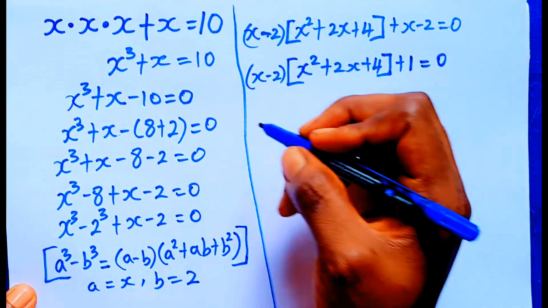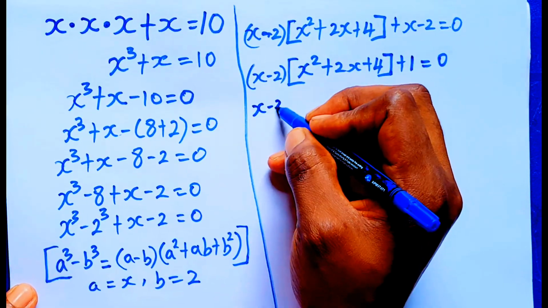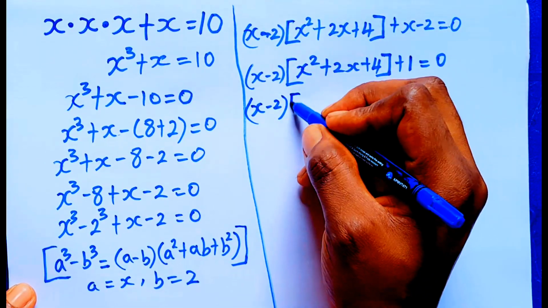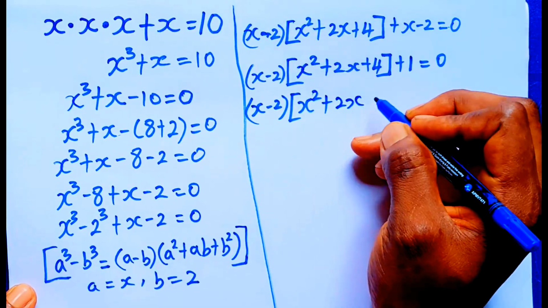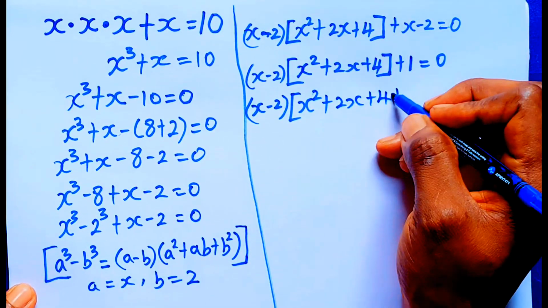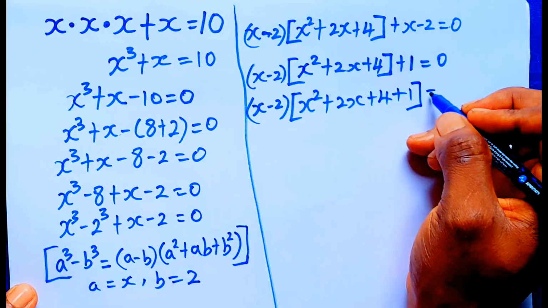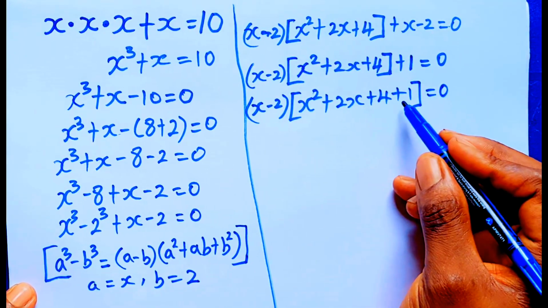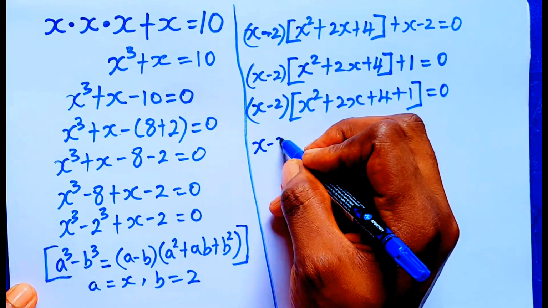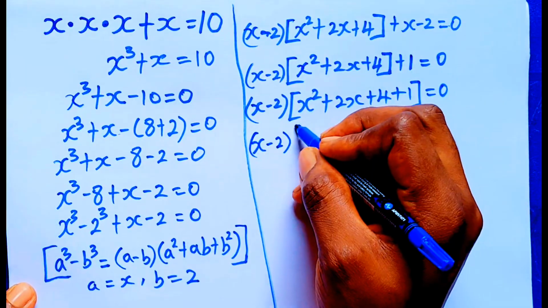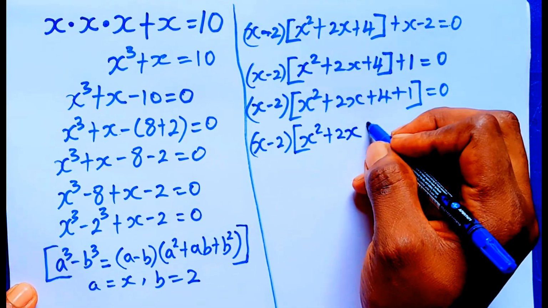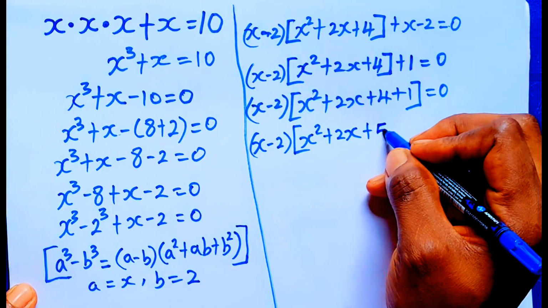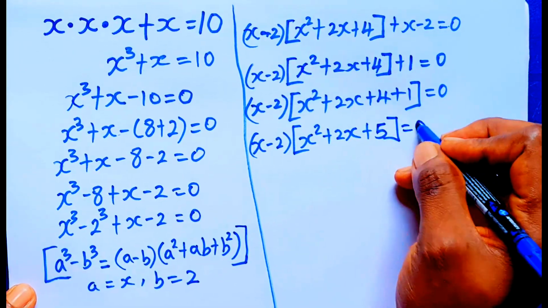Now let's rewrite this equation. We have x minus 2 inside parentheses, open square bracket, x squared plus 2x plus 4 plus 1 equals 0. Now we are going to add this. So we have x minus 2, open square bracket, x squared plus 2x plus 5, okay? And this equals 0.